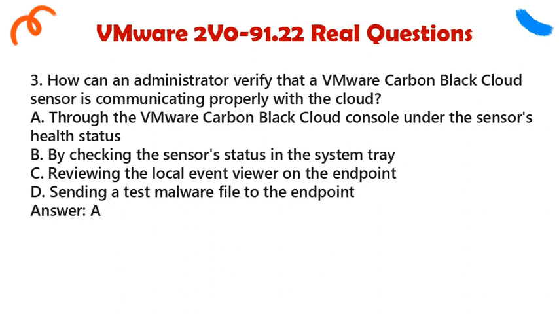3. How can an administrator verify that a VMware Carbon Black Cloud sensor is communicating properly with the cloud? A. Through the VMware Carbon Black Cloud console under the sensor's health status. B. By checking the sensor's status in the system tray. C. Reviewing the local event viewer on the endpoint. D. Sending a test malware file to the endpoint. Answer: A.